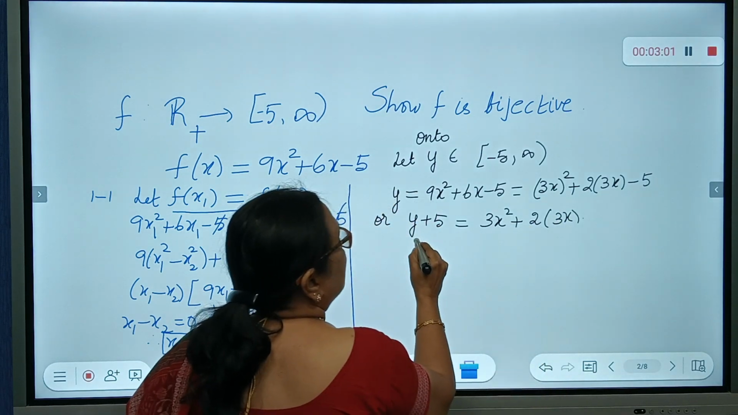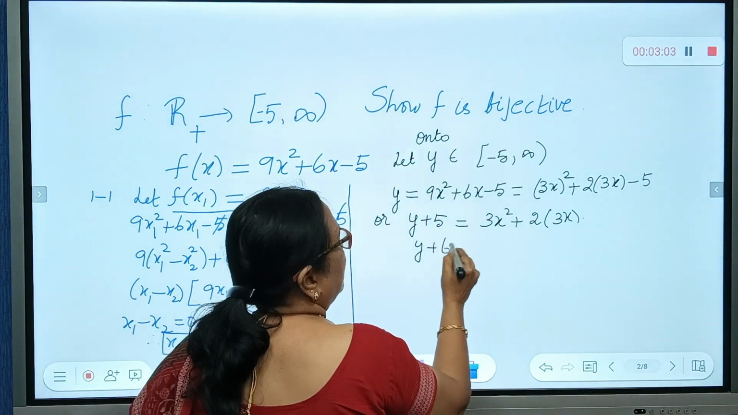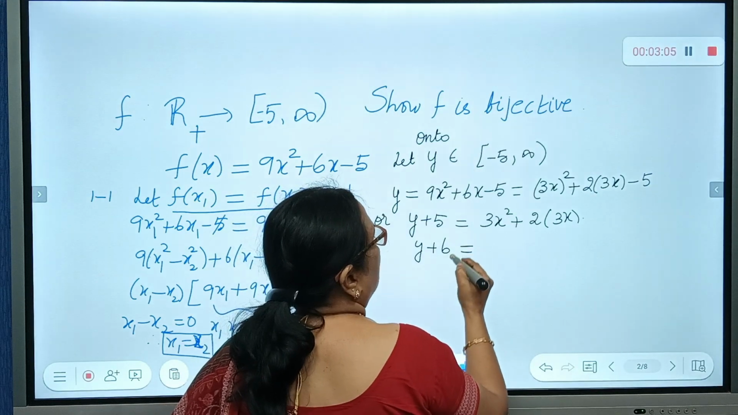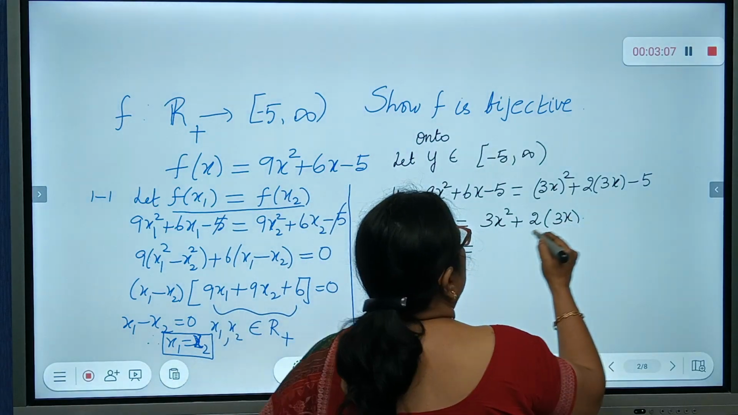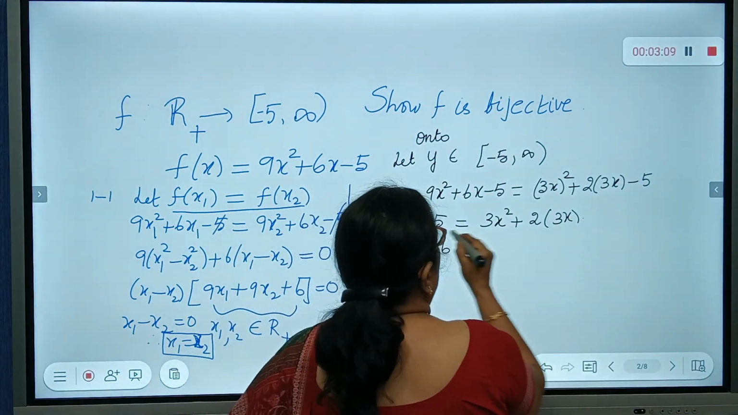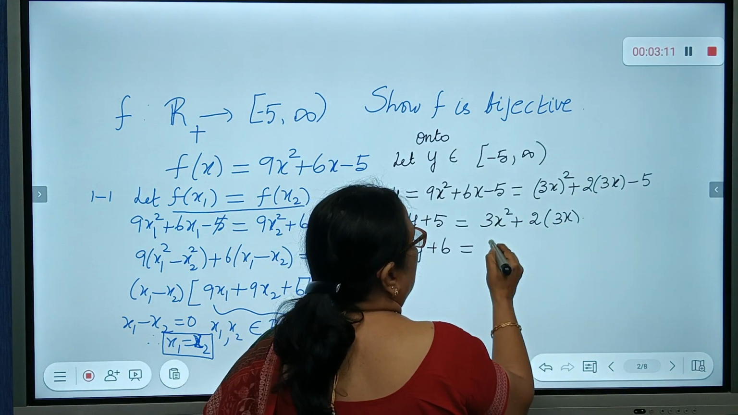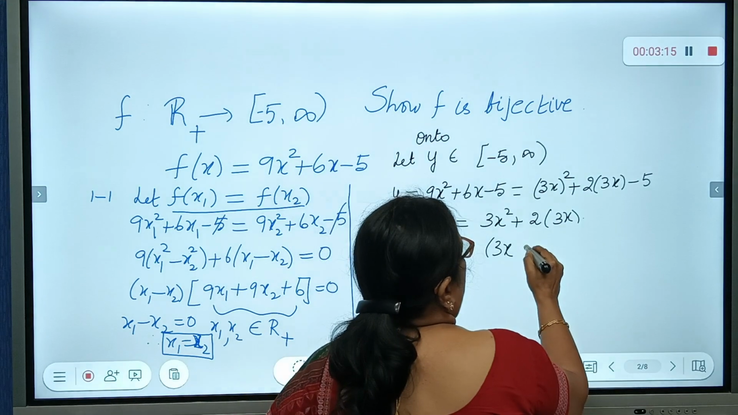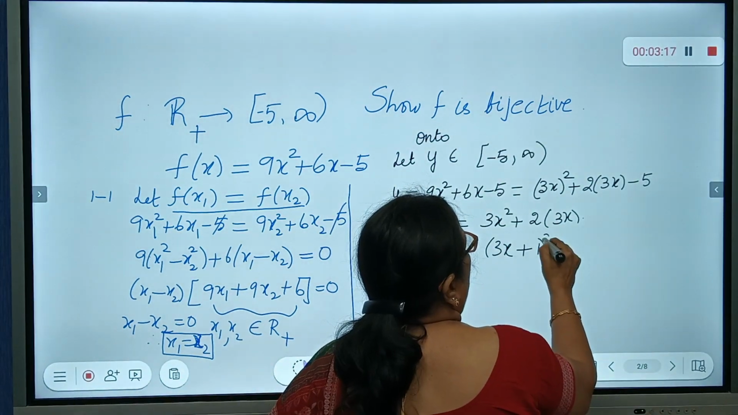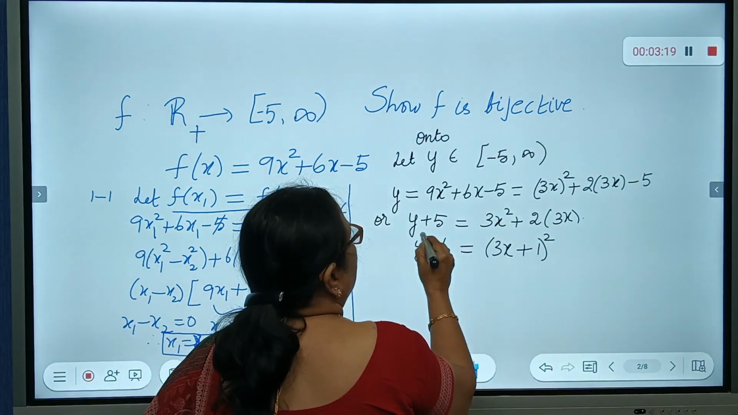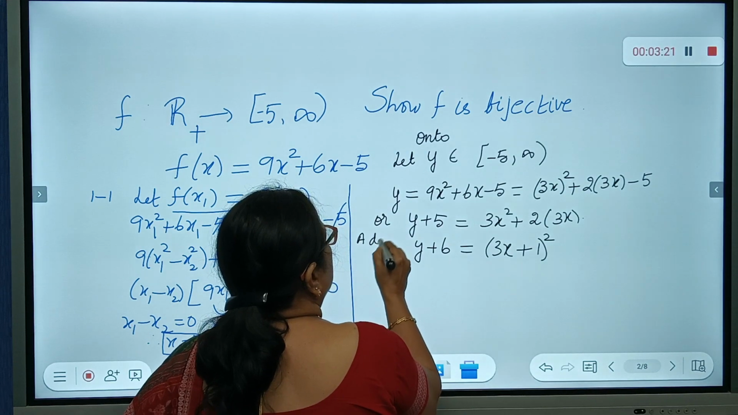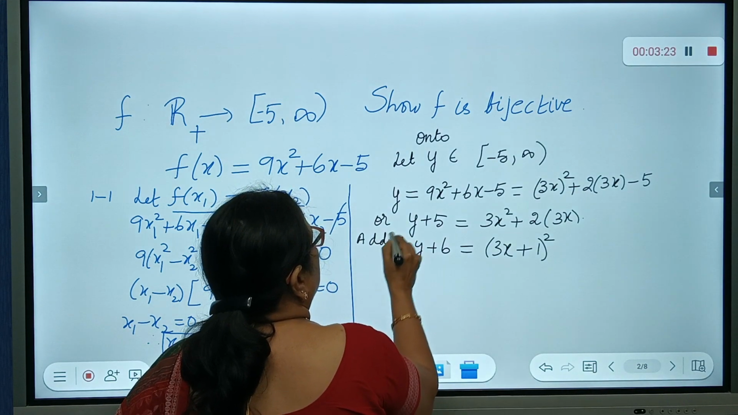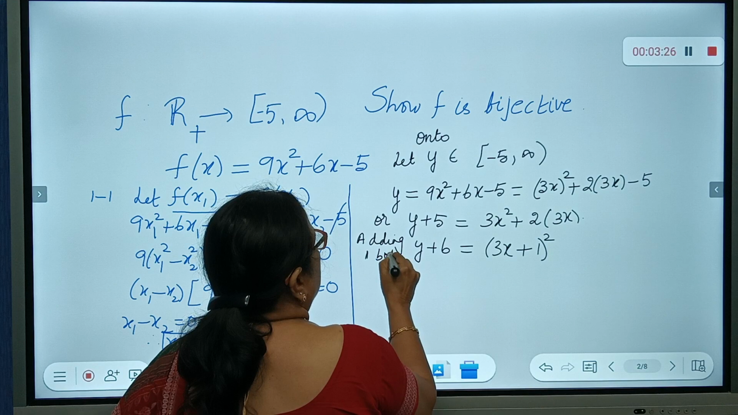Let me complete the square. I will get y + 6 equal to, how will I complete the square? By adding 1. So if I add 1 here, I will add 1 there also. I will get (3x + 1) the whole square. So I am adding 1 to both sides.